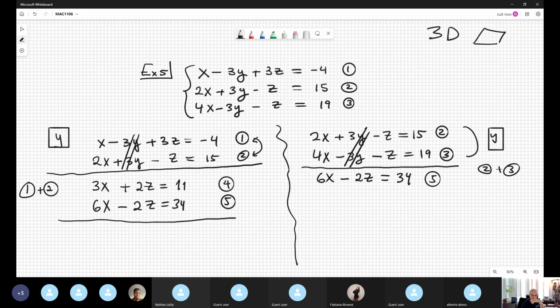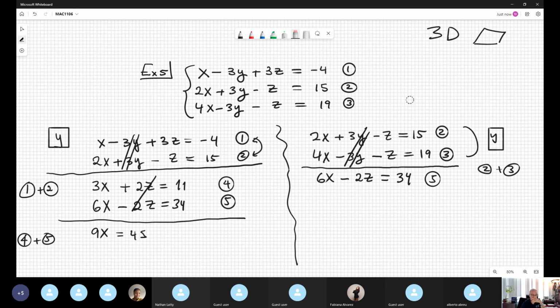In this example, positive 2z and negative 2z are ready for elimination. So you add equation 4 plus equation 5, and you have 9x. The z is cancelled. Guys, this only happens in the first example that I created to explain it, so as not to complicate this too much. And this is 45.